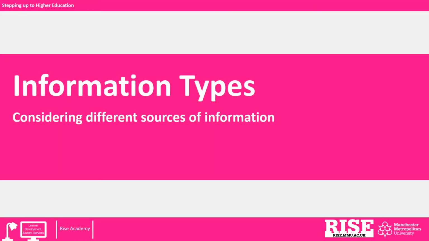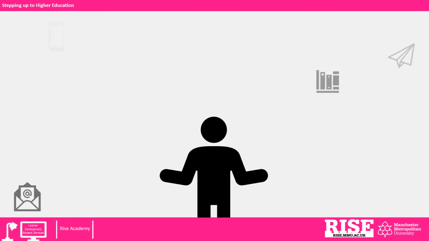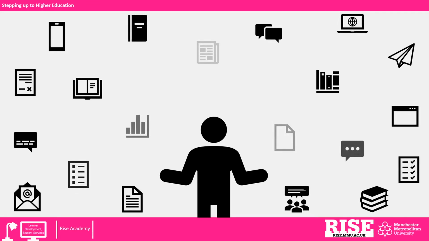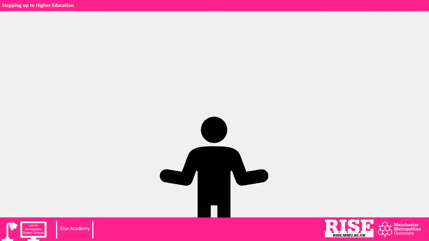Information types. This video will look at different types of information from popular to academic sources and consider them within the context of the information timeline. We are surrounded by information every day of our lives. Books, blogs, tweets, videos, news. It can be overwhelming. We'll make sense of these information sources within this video.